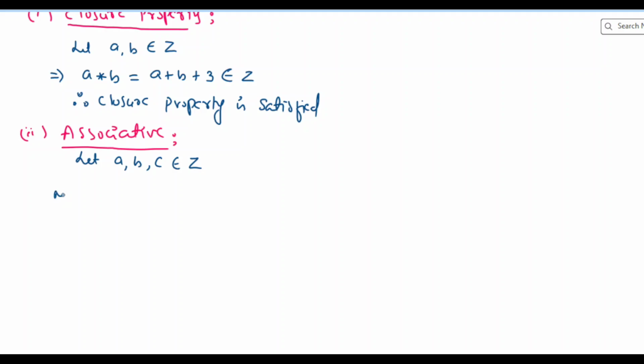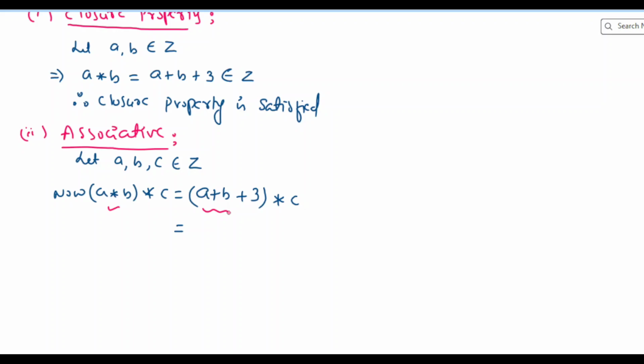Now let us consider the LHS, that is (a star b) star c. First you need to simplify the bracket, my dear students. a star b: we have already used a star b in the sense a plus b plus 3. And I will write this star c as it is. Now we need to apply this binary operation until the star is eliminated. Still we have the binary operation here.